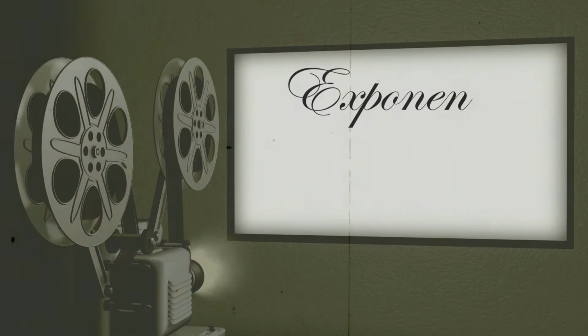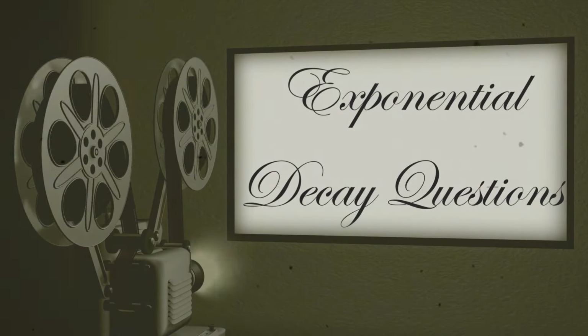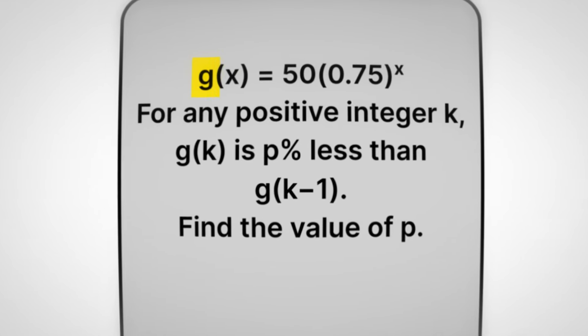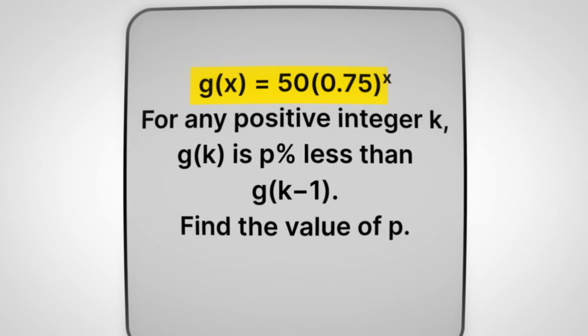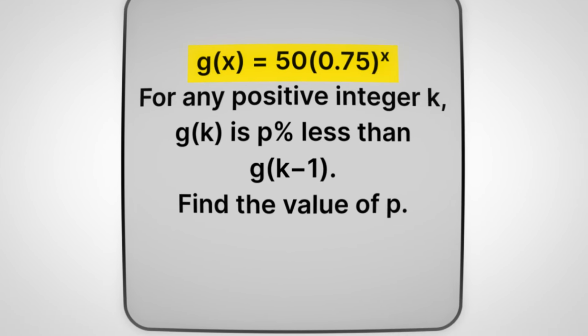Here's something most students completely miss. Exponential decay problems don't have to be scary. In fact, with Desmos, you can solve this in under 15 seconds. No messy algebra, no guessing. Think about it. Some students see g of x equals 50 multiplied by 0.75 to the power of x.